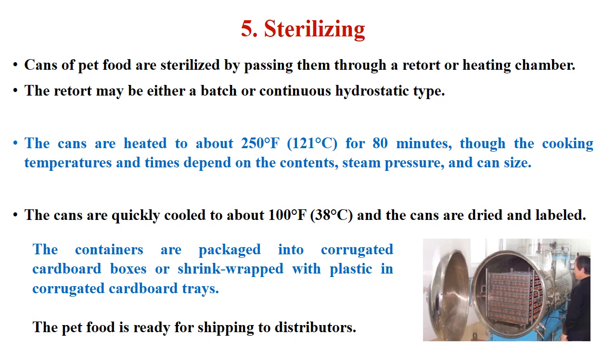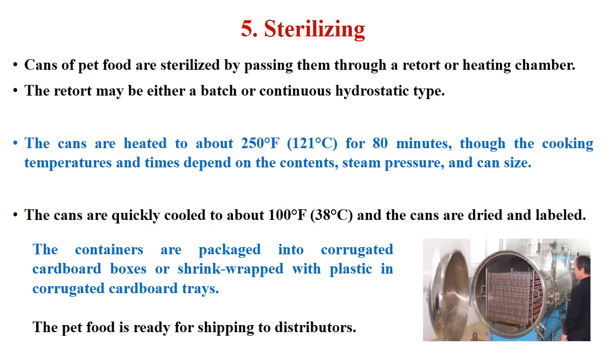So this is done in a retort. Sometimes it is by batches or by a continuous method. It is also called a hydrostatic retort, where moisture and steam create the pressure. So this is also called retort processing. The cans are heated at 121 degrees Celsius for 80 minutes, though the cooking temperature and time depend on the content and size of the packet or can, the pressure of the steam and all the other aspects.